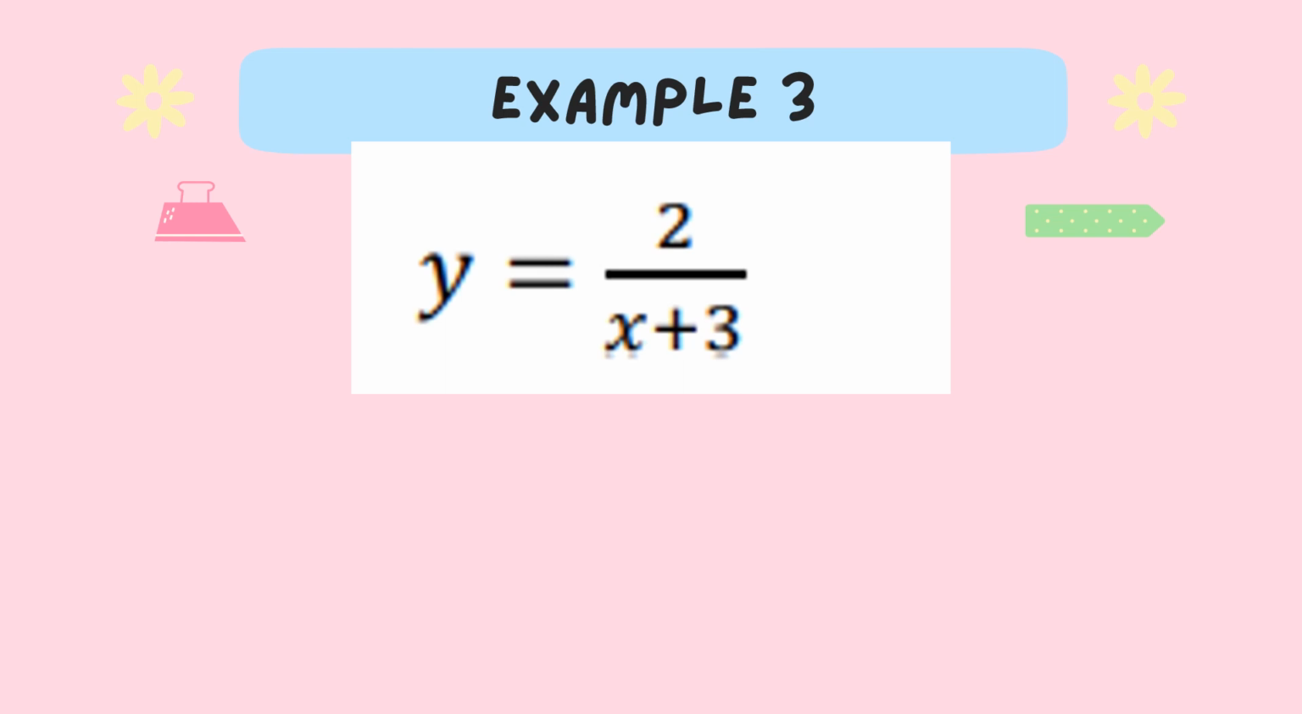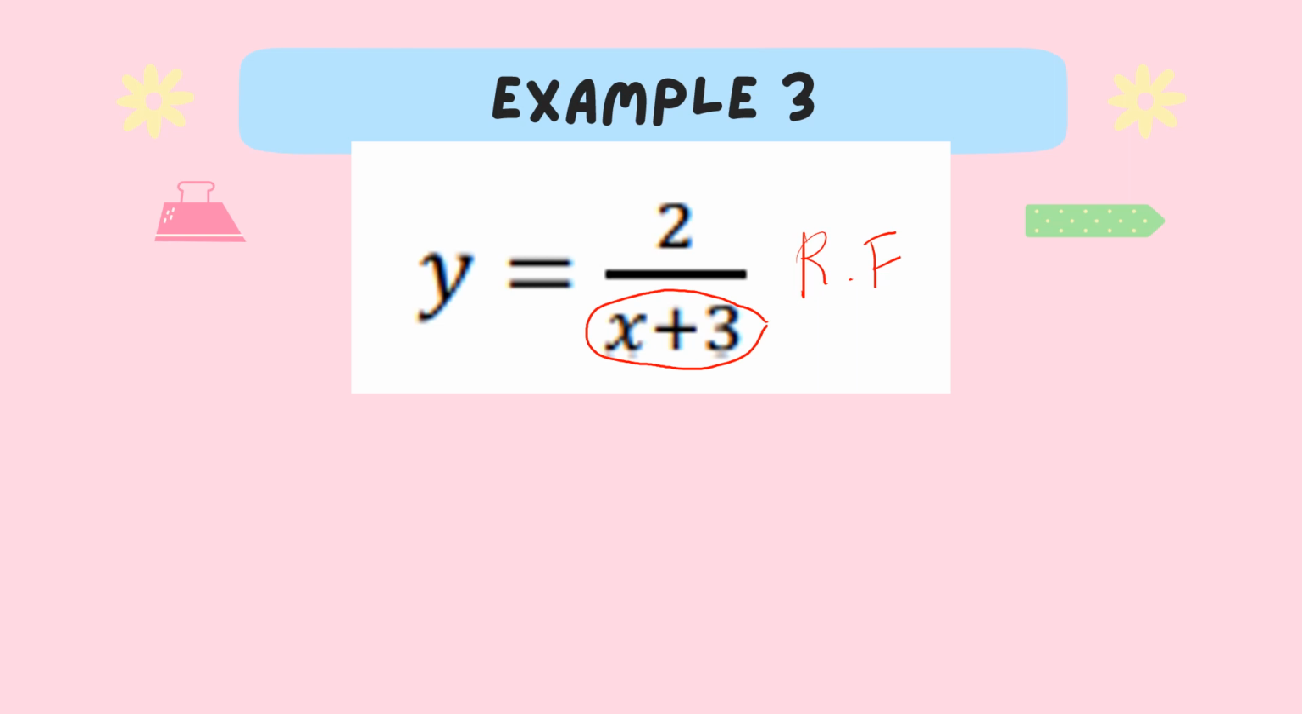Example number 3. This example is a rational function. The domain of a rational function is restricted by the value of its denominator. The denominator of a rational function should not be equal to 0 for the value of the function to exist. In this case, the denominator is x plus 3, and when x is equal to negative 3, you will get a value of 0. Therefore, the domain of the function is all real numbers except negative 3.